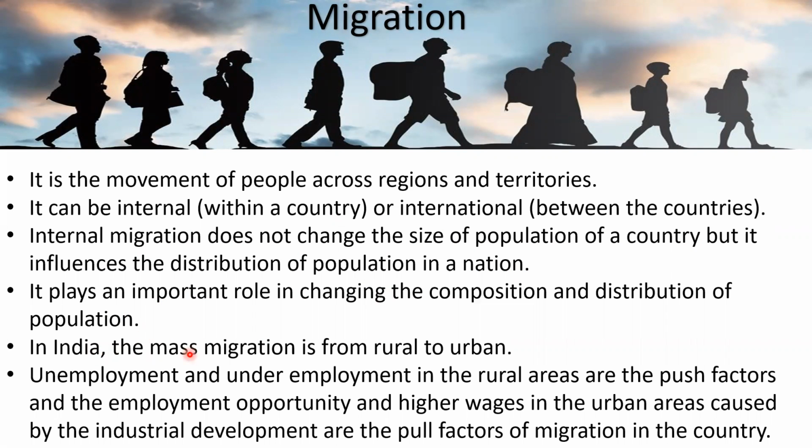In India, the mass migration is from rural areas to urban areas. People tend to move from rural areas to urban areas for better education, employment opportunities, and medical facilities. Unemployment and underemployment in the rural areas are the push factors, and the employment opportunities and higher wages in the urban areas, caused by industrial development, are the pull factors of migration in the country.